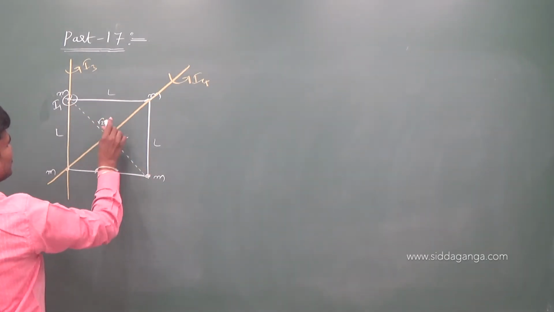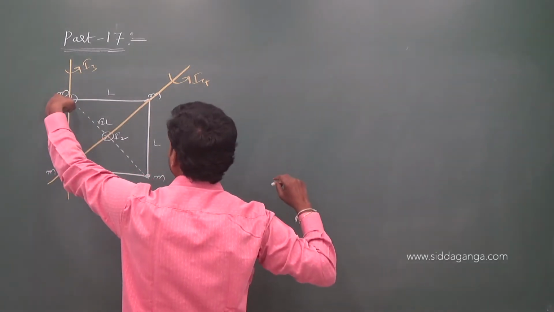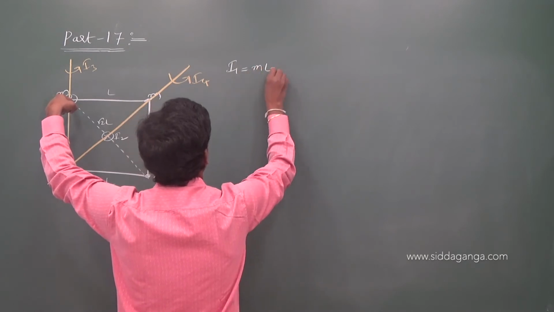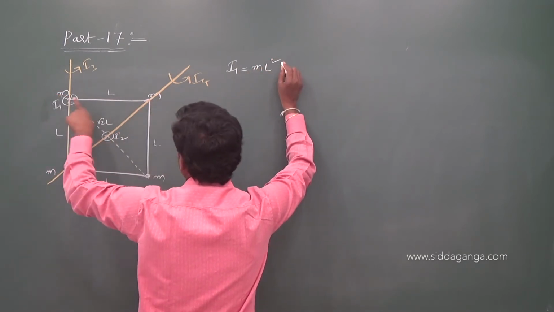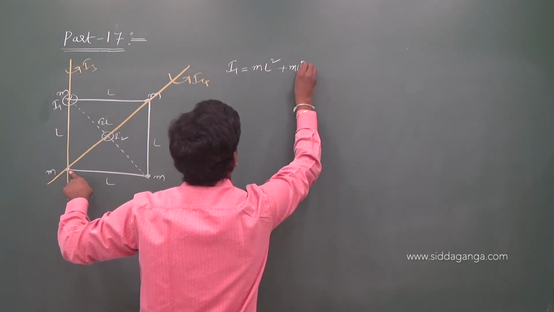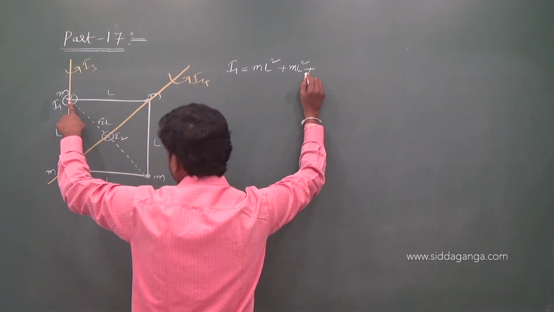Root 2L. So tell me I1 about this axis. See my hand about this. I1: M L square, this is completed. ML square completed. Coming to this, plus M L square. These two completed. Because of this there is no moment of inertia.